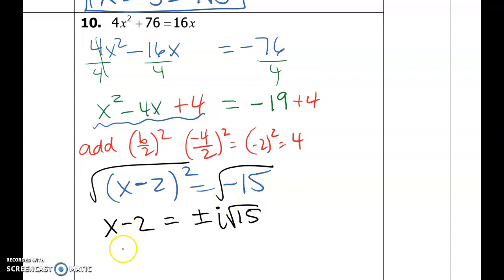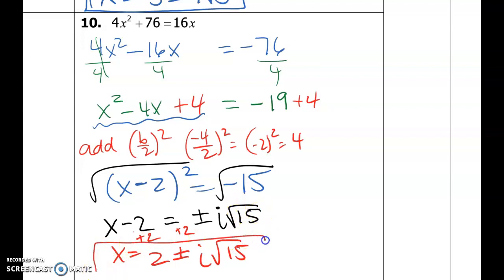And now I solve. So x equals, add 2 to both sides. And I get 2 plus or minus i square root of 15, and the square root of 15 does not simplify. So that is my final answer.